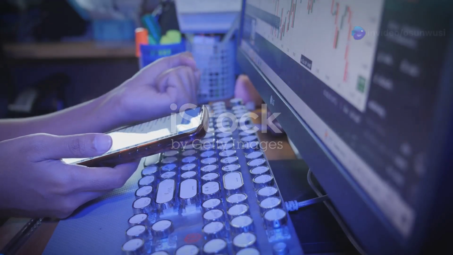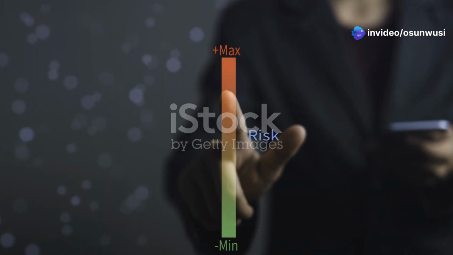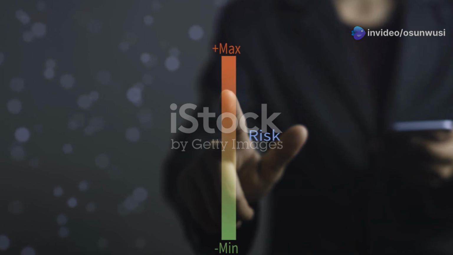But be cautious. Sideways markets can produce false signals. Always use proper risk management like setting stop-loss orders and position sizing.